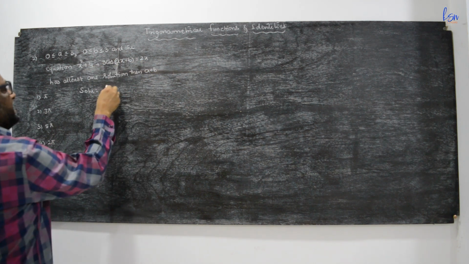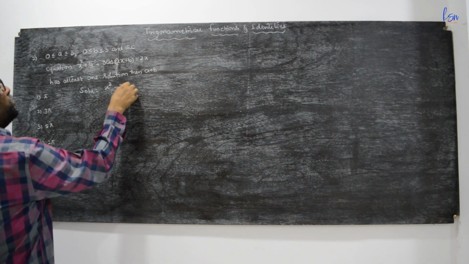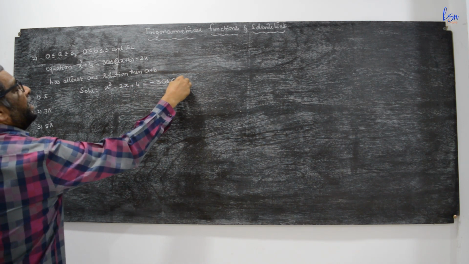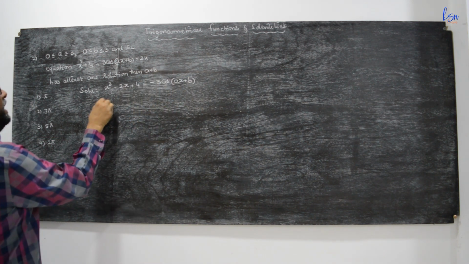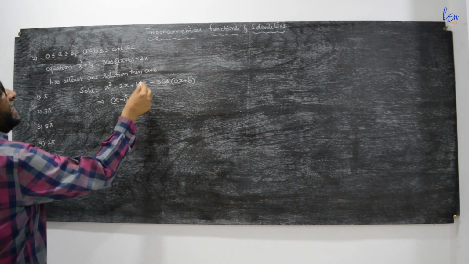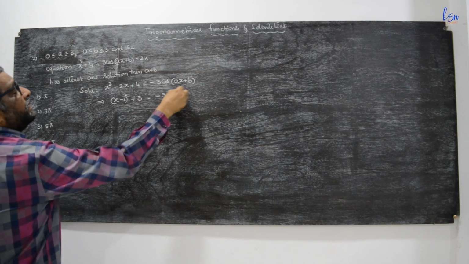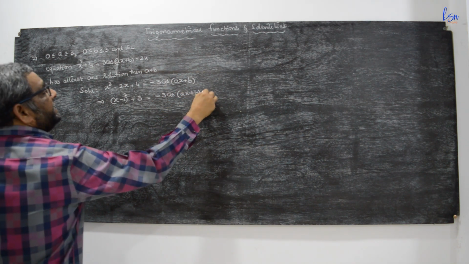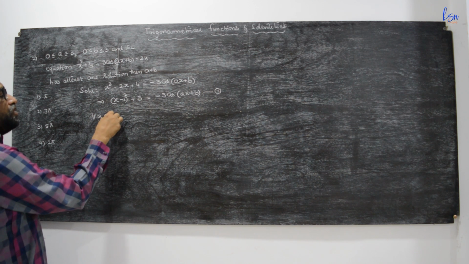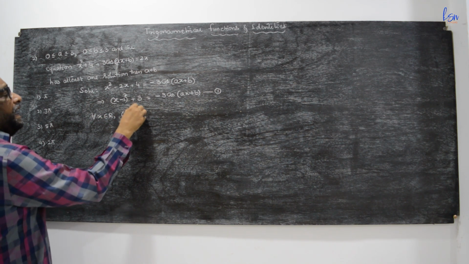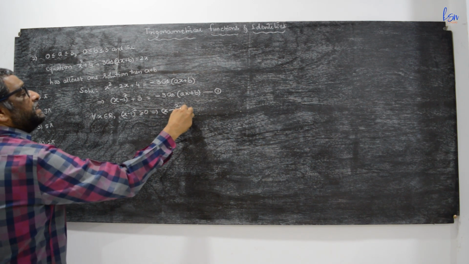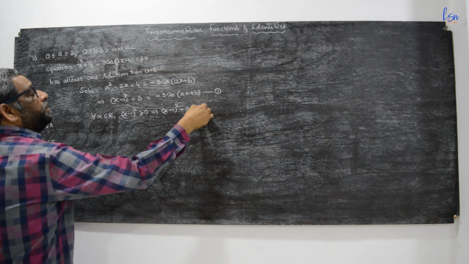This equation can be written as x square minus 2x plus 4 equal to minus 3 cos of ax plus b. It implies x square minus 2x plus 1 plus 3 is equal to minus 3 cos of ax plus b, that is x minus 1 whole square plus 3. This is equation 1. Now for all x belongs to R, x minus 1 whole square greater than or equal to 0 implies x minus 1 whole square plus 3 greater than or equal to 3.